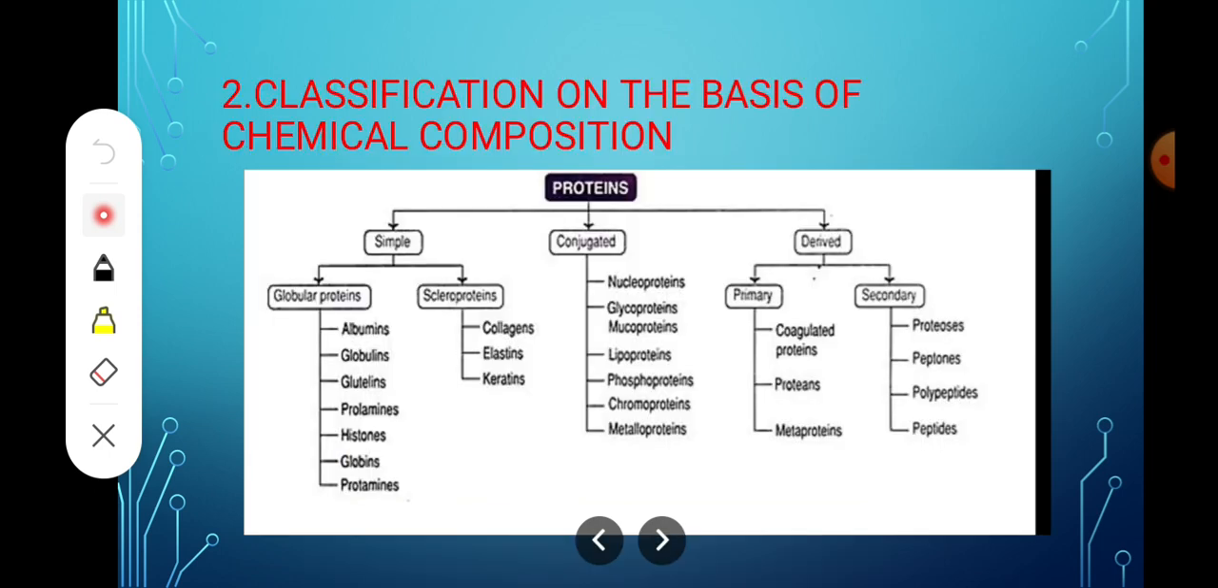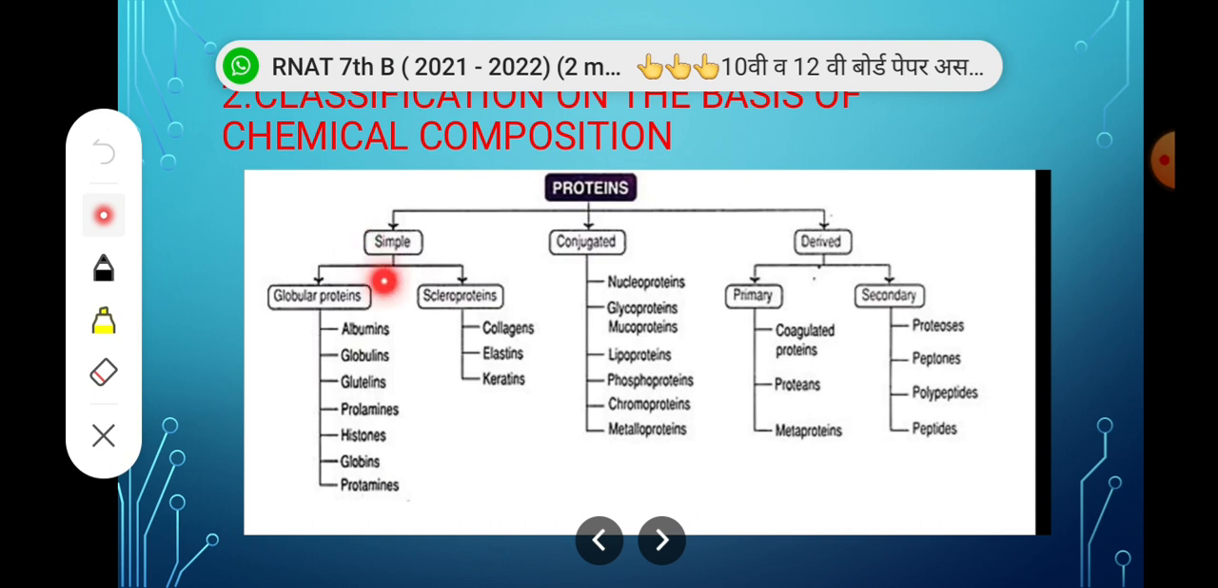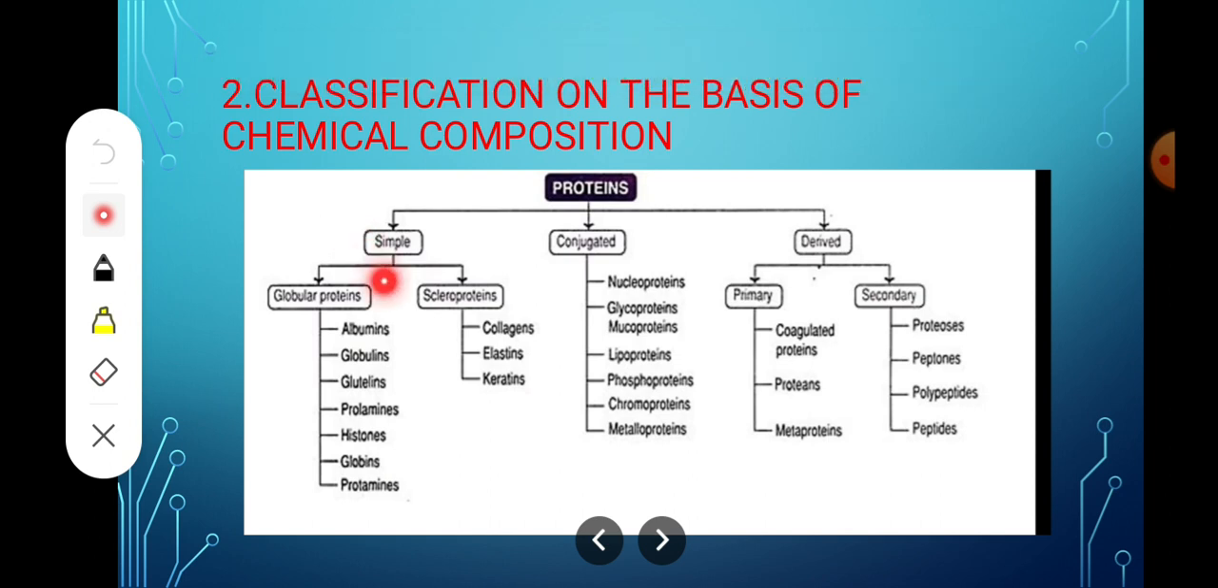Then next, classification on the basis of chemical composition. On the basis of chemical composition, proteins are classified into three groups: simple proteins, conjugated proteins and derived proteins. Simple proteins are also called homoproteins. These are formed of only amino acids and their derivatives.